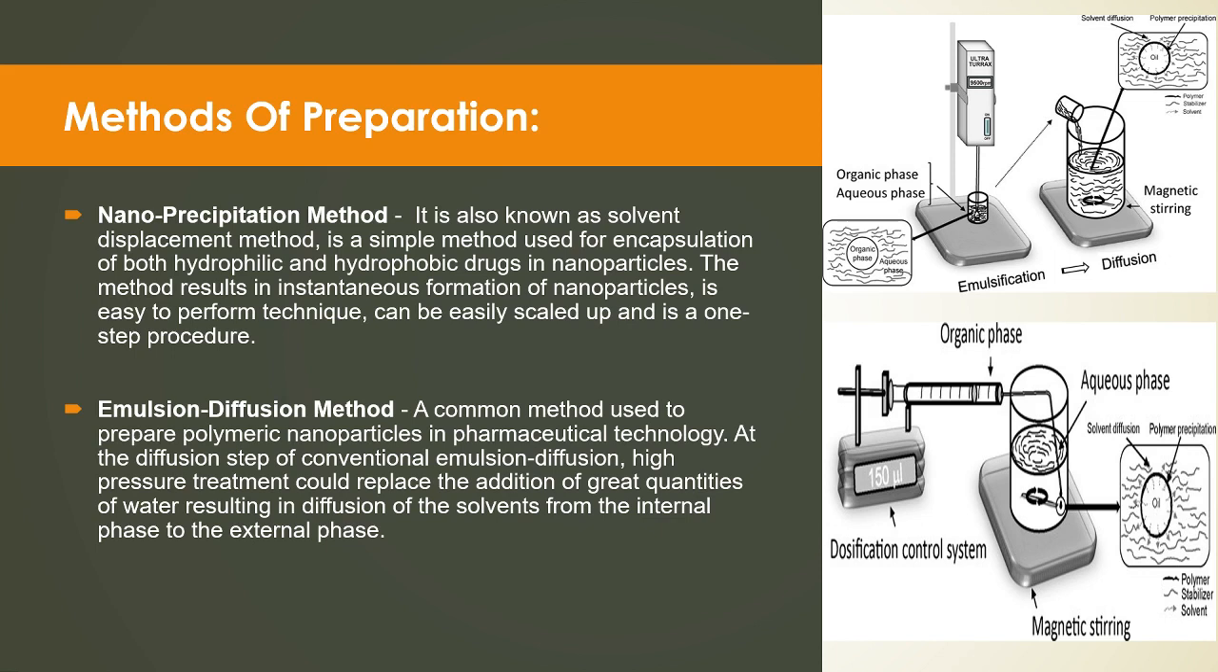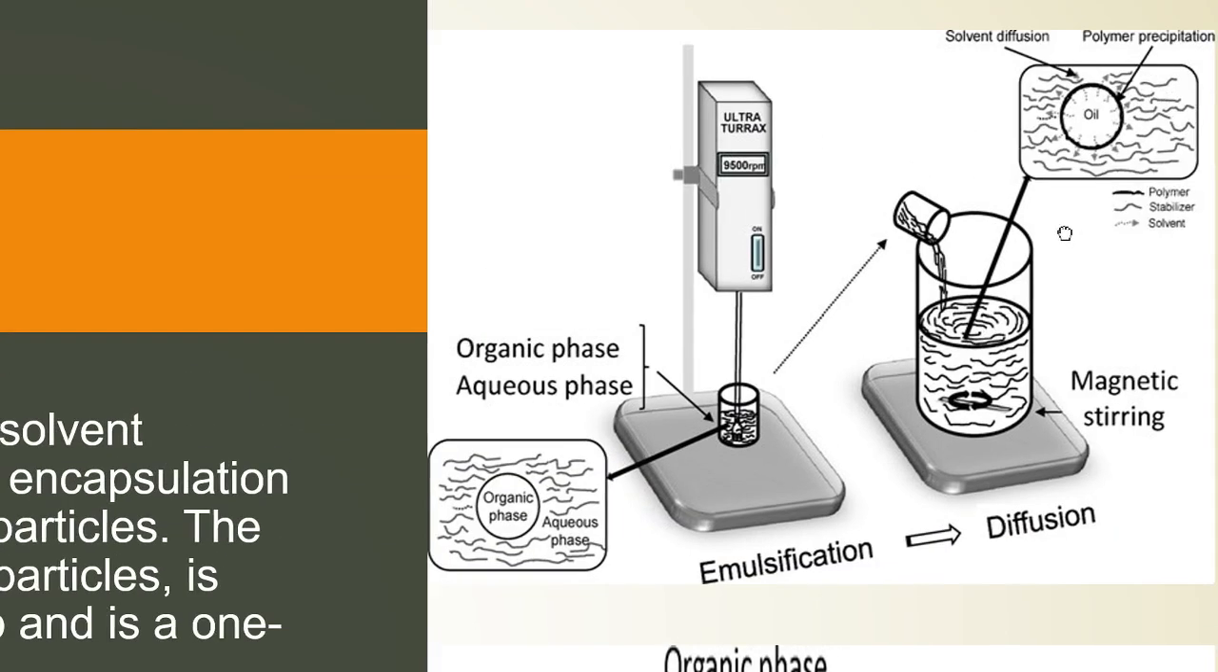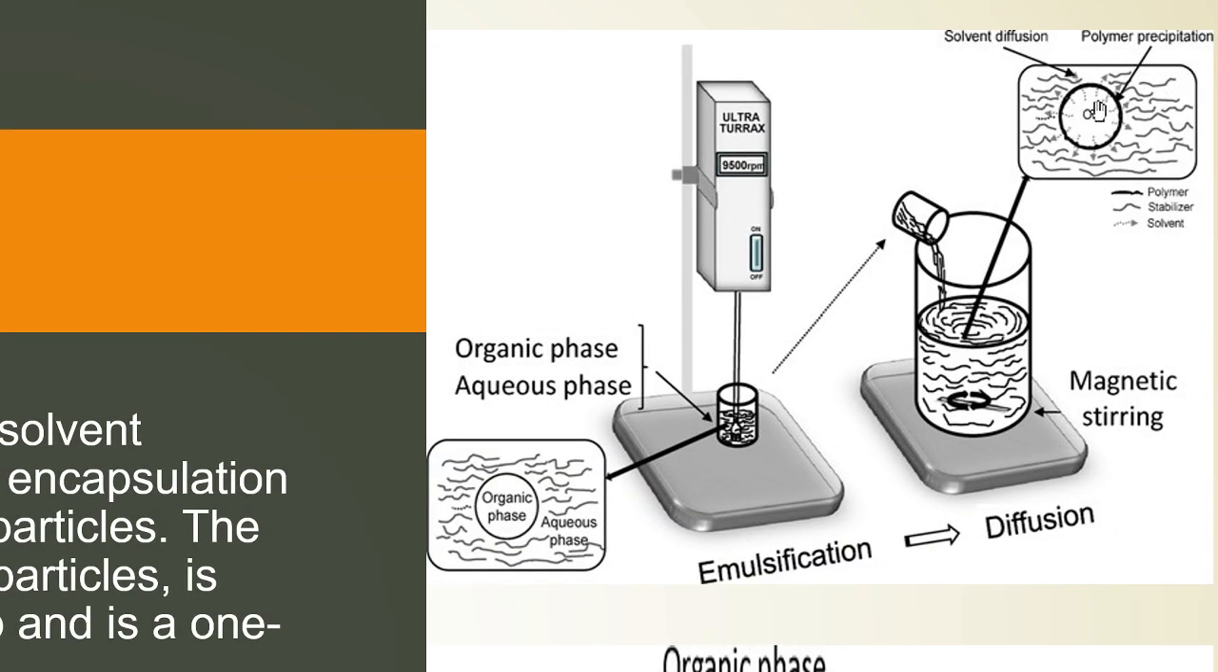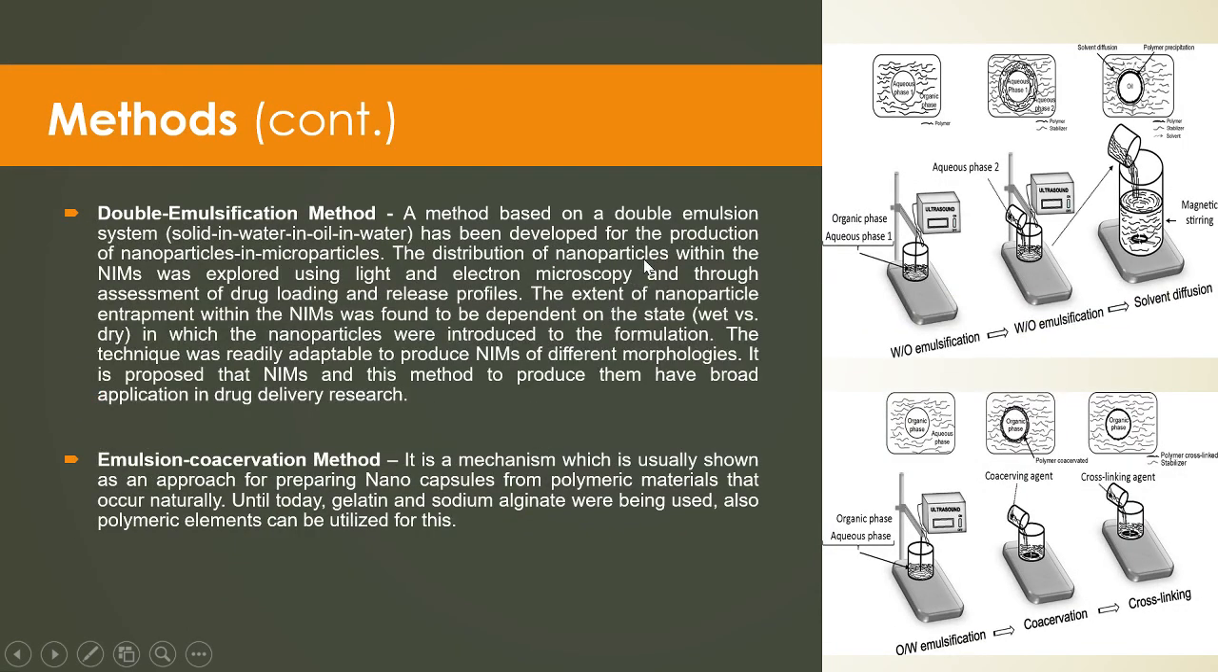So there is a mixture that emulsifies, and then the diffusion is completed by putting it on a magnetic stirrer. As you can see here, if I zoom in, you can see the solvent diffusion. Basically there is oil and polymer precipitation here. So this is the first method, and now I'm moving towards the second method, that is the emulsion coacervation method.